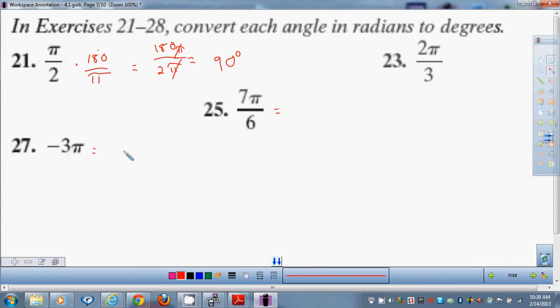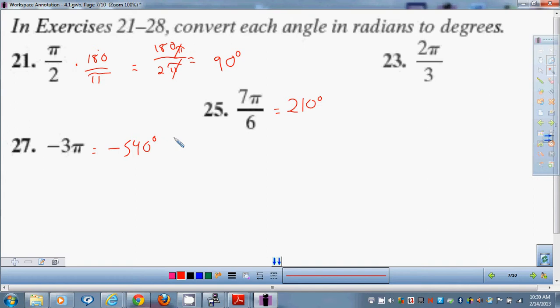Katie Beth, you found either of those? That's what I got. 210. And Blake, you found 27 for me? Not quite? I will wait. Okay, that'll work. That is correct. Negative 540. Now you may be like, whoa, that's greater than 360. Who cares? 2 pi is 1 revolution, and 3 pi is bigger than 2 pi, so it's obviously more than 1 revolution, so that's exactly correct.